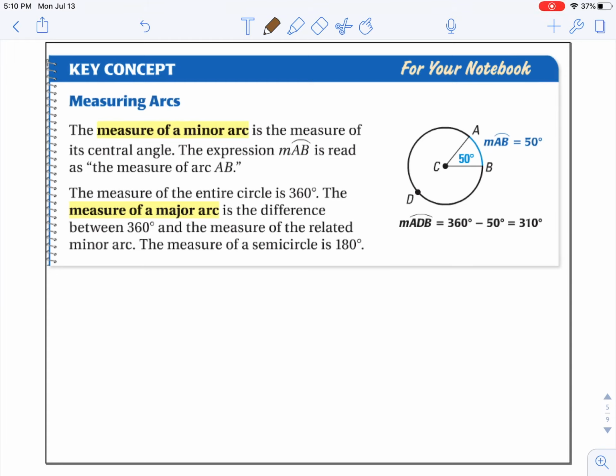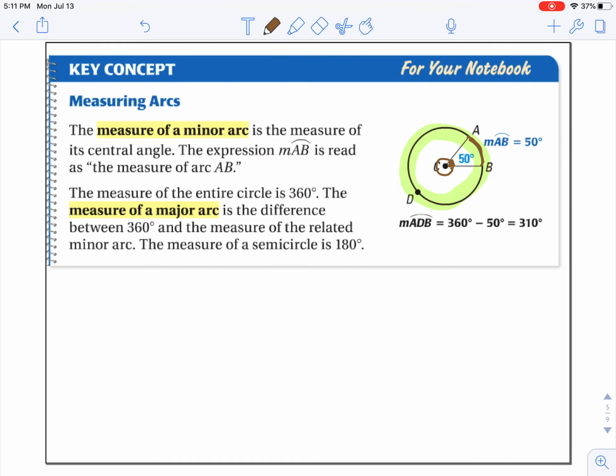Okay, so let's talk about the measure of arcs. We can talk about arcs as part of the circumference, but we can also talk about them in terms of a measure. If we go all the way around the circle, that's 360 degrees, whether you're going around the outside or the inside of the circle. The measure of a minor arc is really just the measure of its central angle. So if that central angle is 50 degrees, then that arc measure is also 50 degrees.